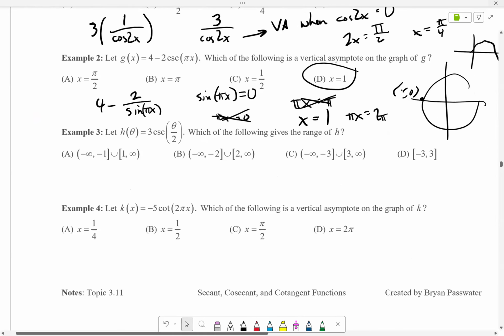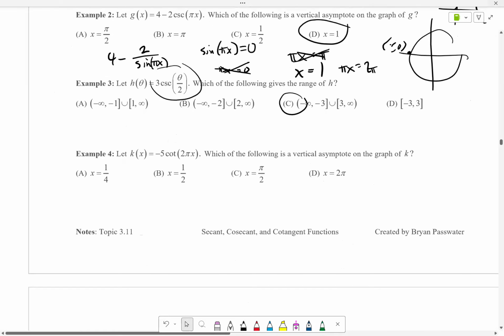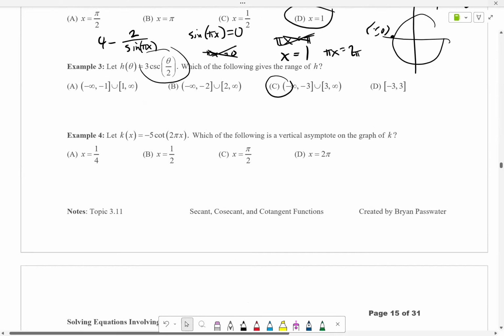Example 3, have you already done it? Oh, this one's talking about range. Interesting. What number is going to have an effect on the range? The 3. And could you show me what that 3 does to the graph? It stretches it. So whereas there was a gap from -1 to 1, that gap is now from -3 to 3. And that's why our answer is C. And example 4, I'll give you a moment.